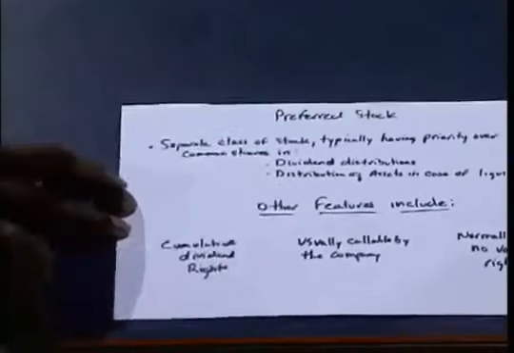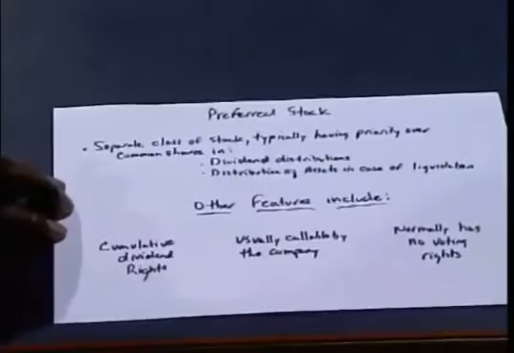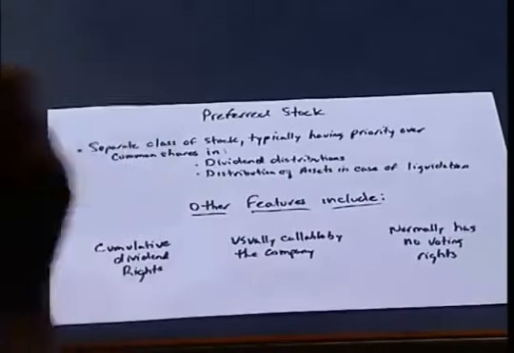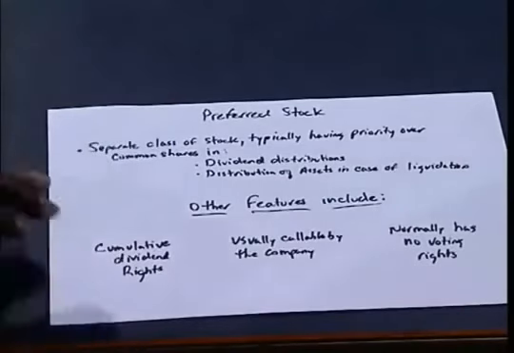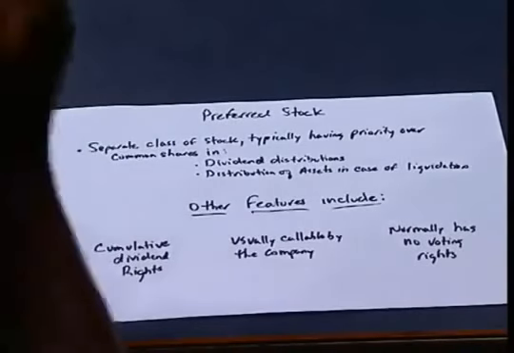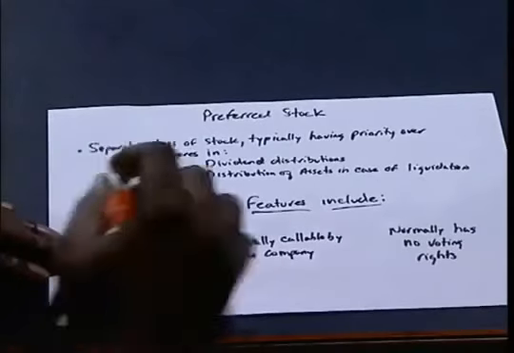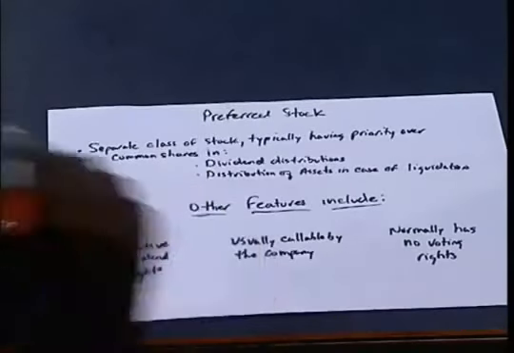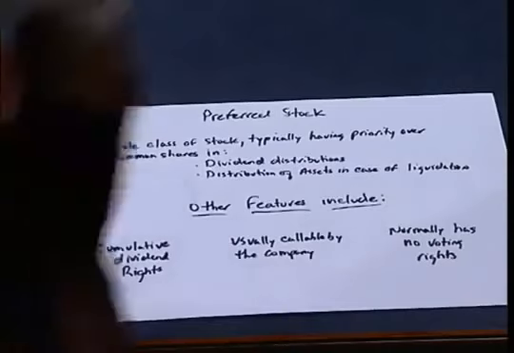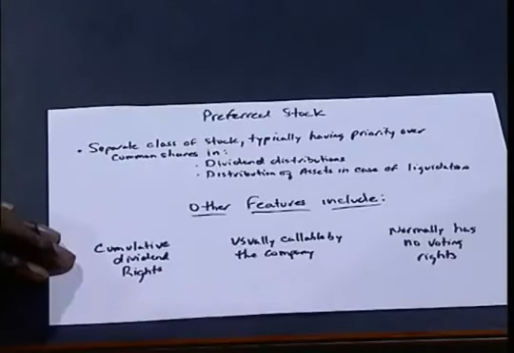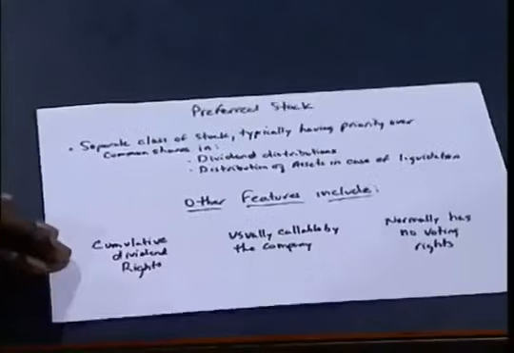We also have another stock that we deal with called preferred. Preferred stock is a separate class of stock, typically having priority over common shares. That is, if dividends are given out, they're going to get their dividends before common gets their dividends. Also, preferred stock can be accumulative and non-accumulative, and we'll talk about that later. And of course, it normally has no voting rights.